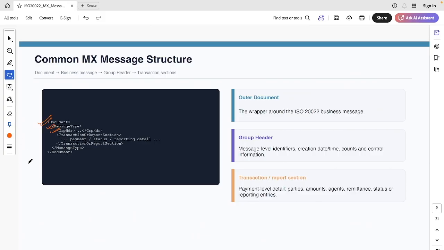Then there is a transaction section. This is where your actual payment details live. So it contains the payment instruction, identifiers, parties, agents, amounts, charges, remittance information, your account entries or status details depending on the message type. So remember the pattern: outer wrapper, business message body, group header, and the business detail. Once you see this pattern, XML becomes less like a jungle and more like a well labeled warehouse.